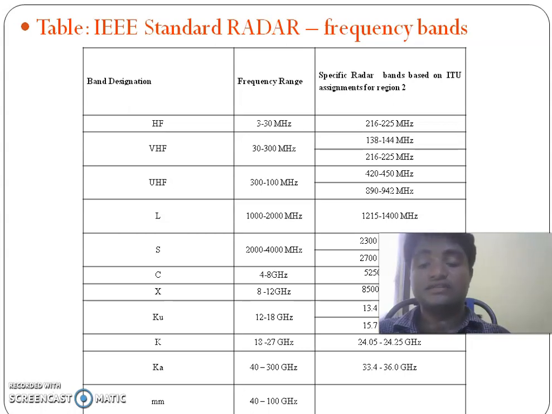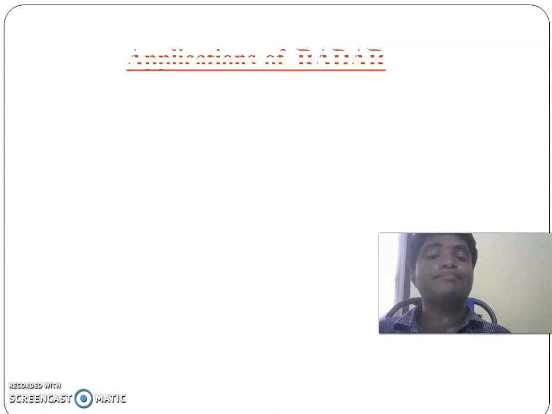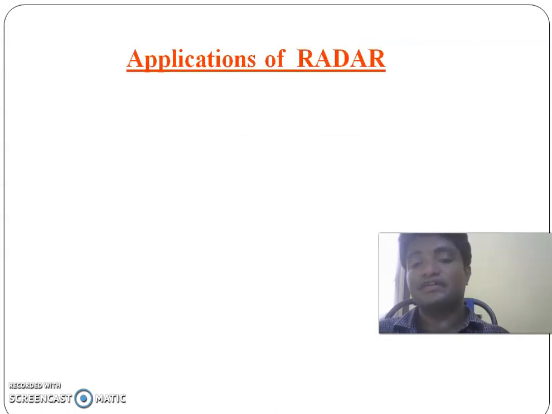The next concept is applications of the radar. The radar has many applications and can be used anywhere. The radar used on the ground is called ground-based radar. If the radar is used on aeroplanes and satellites, that is called airborne radar. If the radar is placed on a ship, that is called ship-based radar. The radar can be placed anywhere, and it is used for the detection of enemy aircraft and targets.